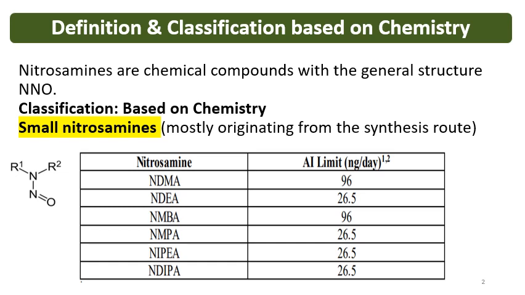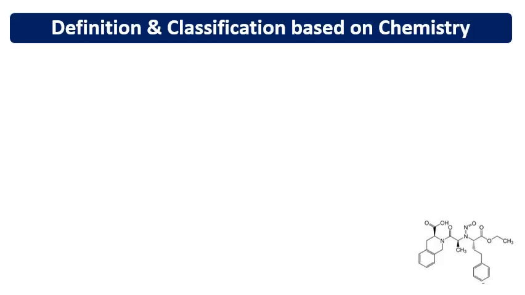And the nitrosamines have a very stringent intake limit based on the maximum daily dose of the formulation, from 26.5 nanogram per day to 96 nanogram per day. This is the AI limit. So this is a very stringent limit for the nitrosamine impurities.